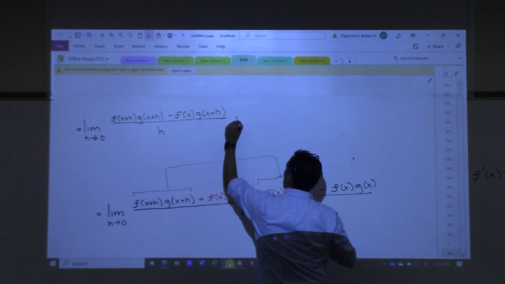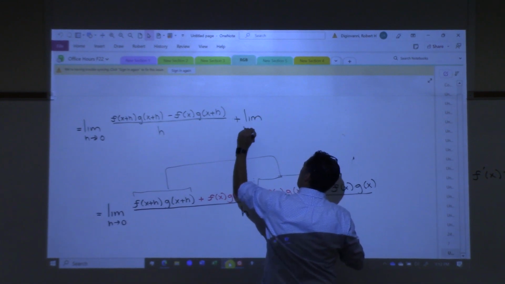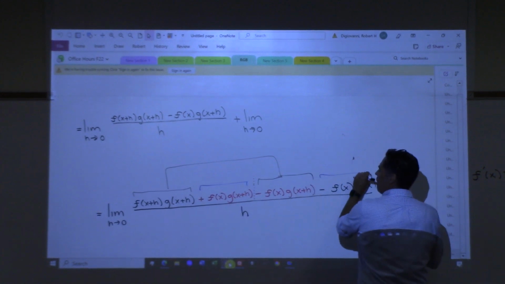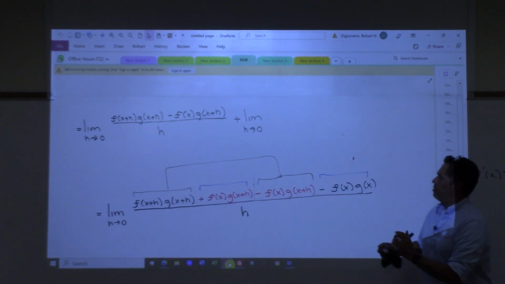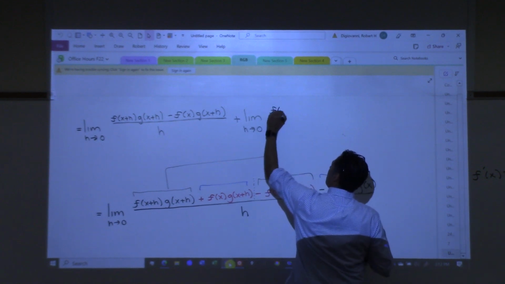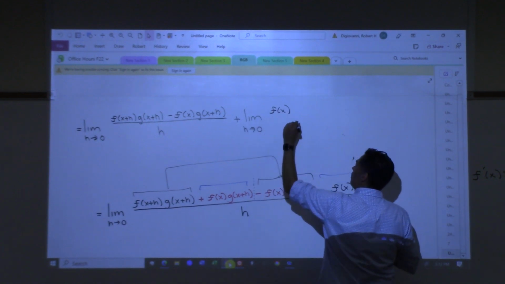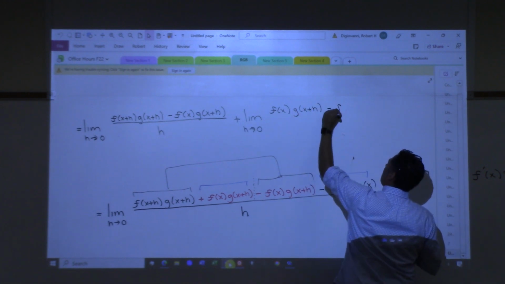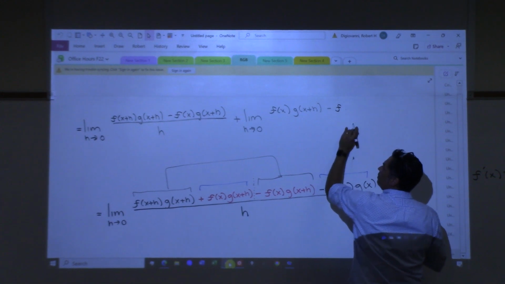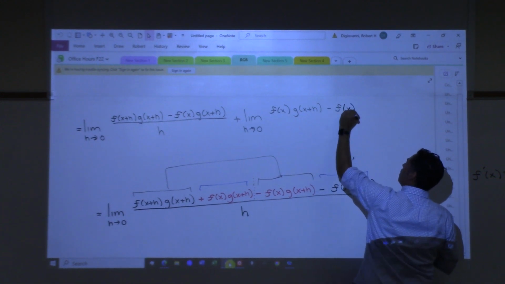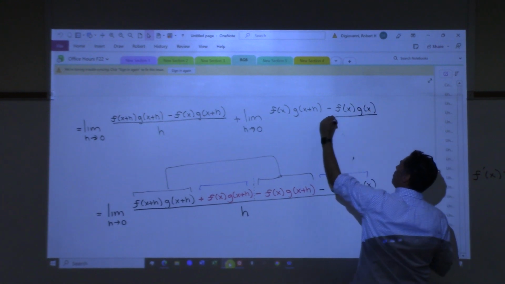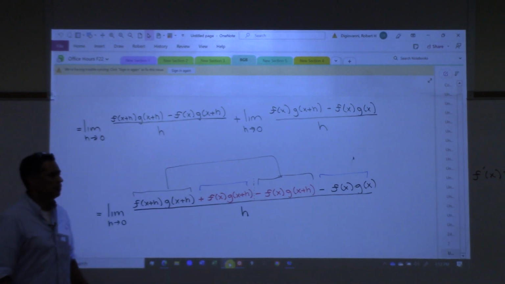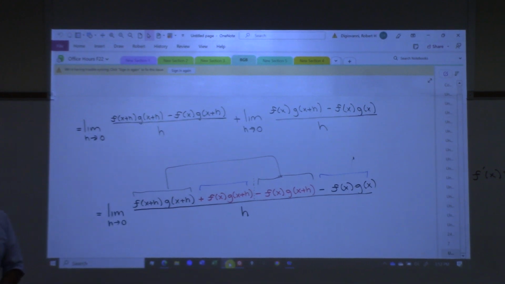And then I'm going to say plus, and now I'm going to do another limit, and I'm going to do the other two. The other two are this one together with that one. All right? So it's going to be f of x times g of x plus h minus f of x, g of x, all over h. Do you all see that that's the same exact problem? Do you all agree that I can do that with fractions?